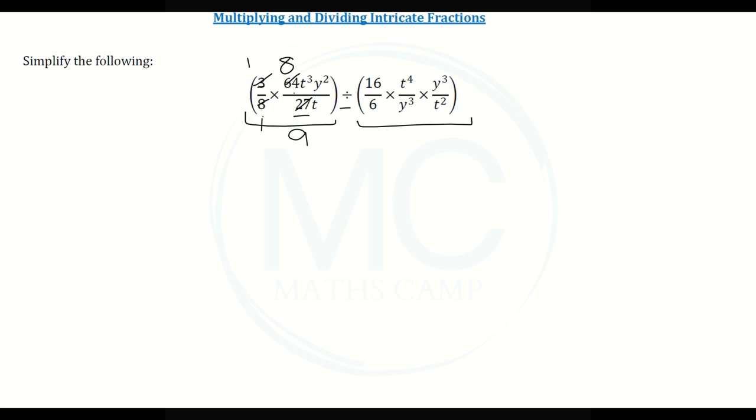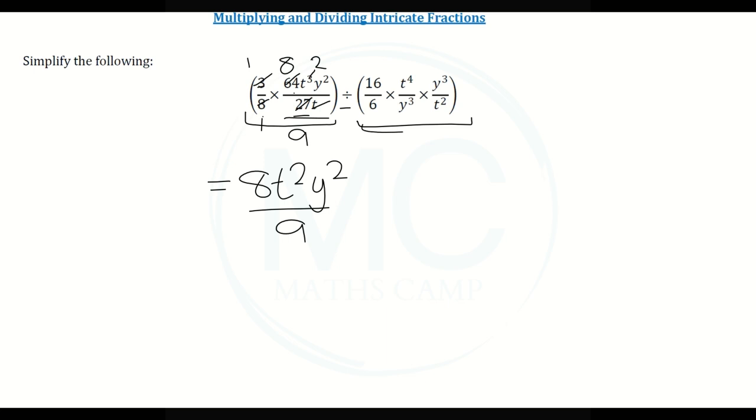Within the second fraction, we have t cubed and t. 3 minus 1 is 2, which means that this exponent is cancelled out, and we're left with 2. And this t cancels out completely. Now we have 1 over 1, which is simply 1, multiplied by this fraction over here, which has become 8t squared y squared over 9.